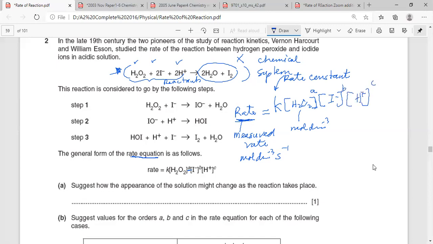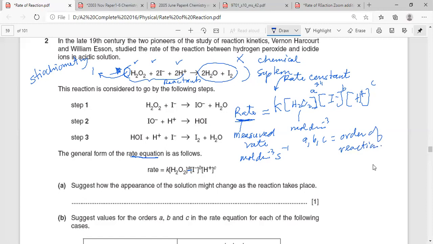Now, some people say, sir, why don't you use one here, since the stoichiometry is one? Why don't you put A equal to one? Cannot, okay? These A, B and C are called the orders of reaction. I'll explain it later.